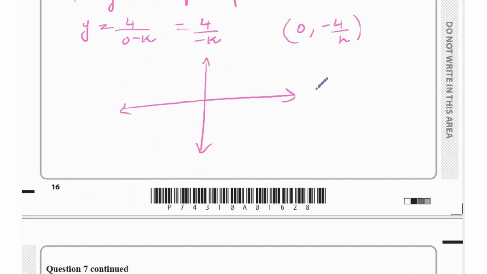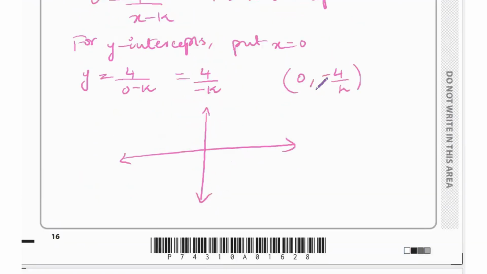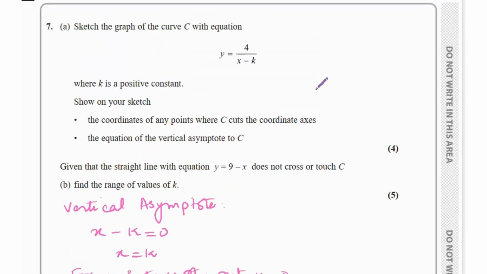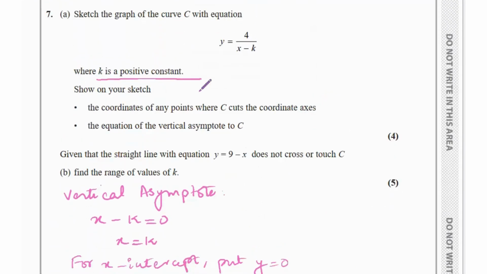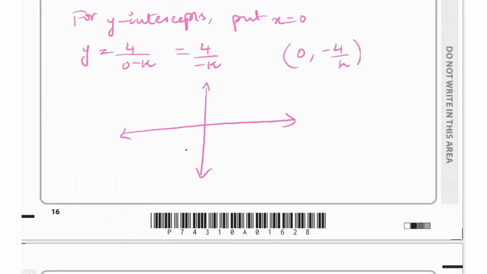We have a vertical asymptote at x equals k. And if we go to the question, it says that k is a positive constant, which means it's not going to be on the negative side. So let's say this is x equals k. The y-intercept is negative 4 over k. Since k is positive, negative 4 divided by a positive number is going to be a negative number. So let's say this is negative 4 over k.